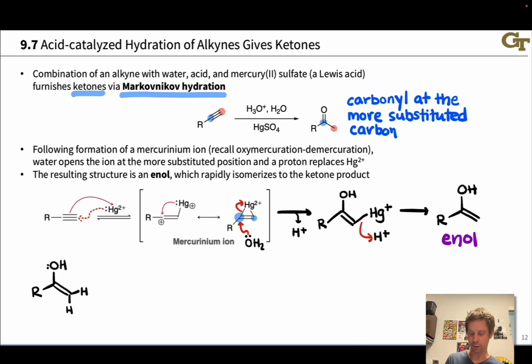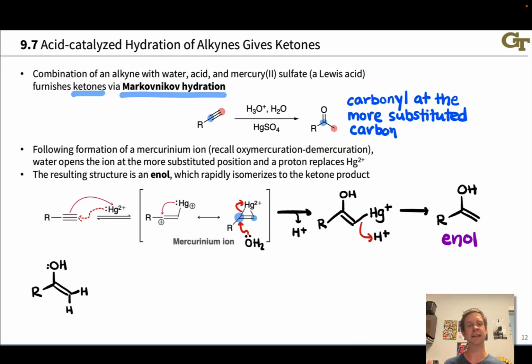Now, this structure corresponds to hydration of the alkyne. We've added an OH group at the more substituted position and an H at the less substituted position. And it's known as an enol, since we have an alkene connected to an alcohol, essentially, enol. But the reaction doesn't stop here. The final product is this ketone.